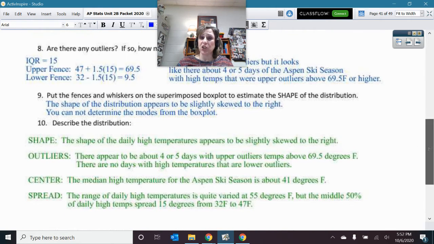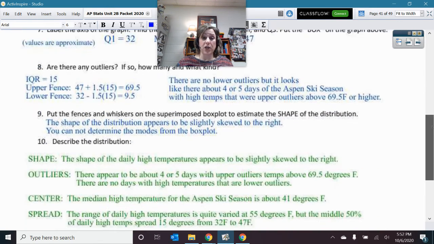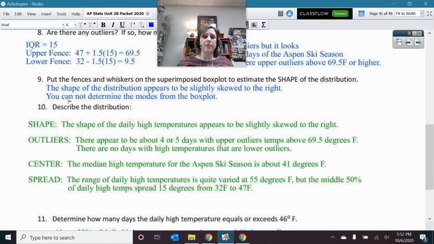What does the shape look like? So I guess it's a little longer on the right. So I would say a little slightly skewed to the right. And we don't know modes. Okay, so describe it. The shape of the daily high temperatures. Context and be specific. Appears to be slightly skewed to the right.